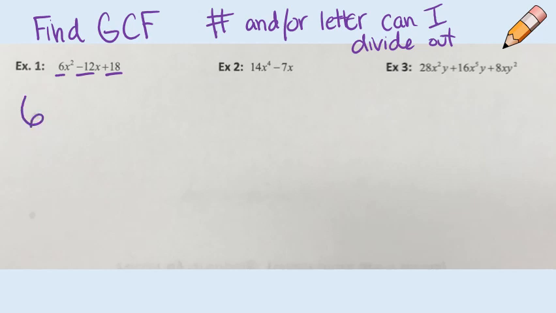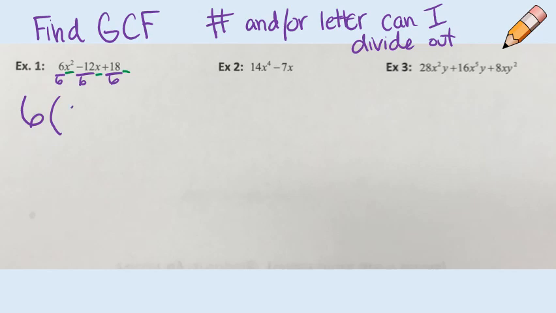Let's take a look at the letters. I've got an x squared, an x, and no x. If I don't have an x, I can't divide one out. So all I can divide out is a 6. Divide out a 6, a 6, a 6. Let's see what we have remaining.